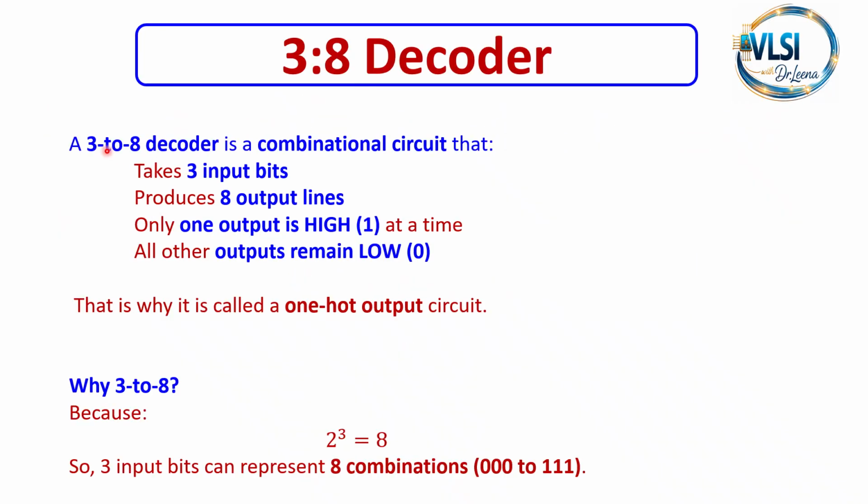So what is 3:8 decoder? 3:8 decoder is a combinational circuit that takes 3 input bits and produces 8 output lines. Only one output is high at a time and all the other outputs remain low, and that is why it is called a one hot output circuit. Here 2 power 3 is equal to 8, so 3 input bits can represent 8 combinations. Let us see one table and one small example and then proceed to the RTL code.